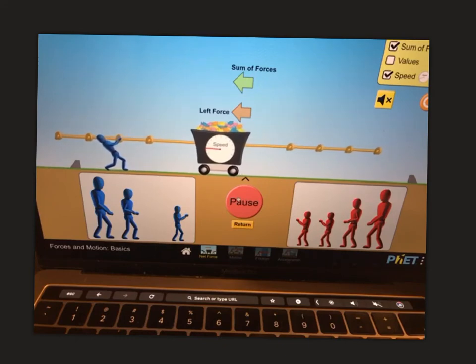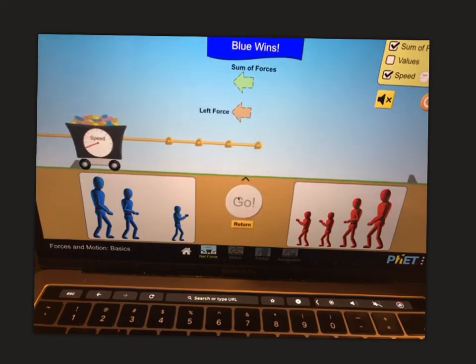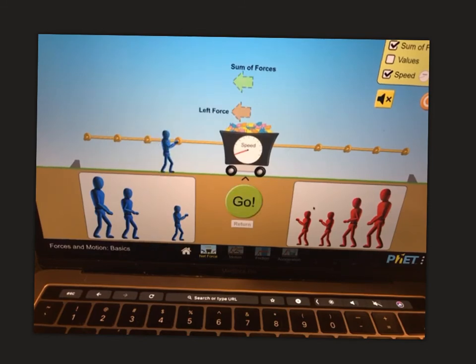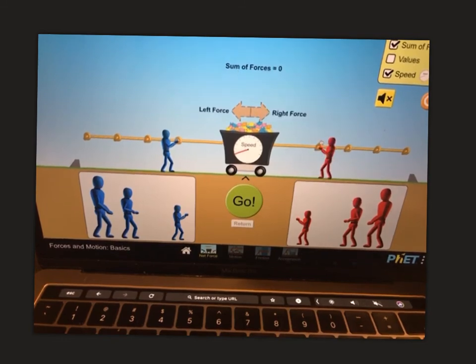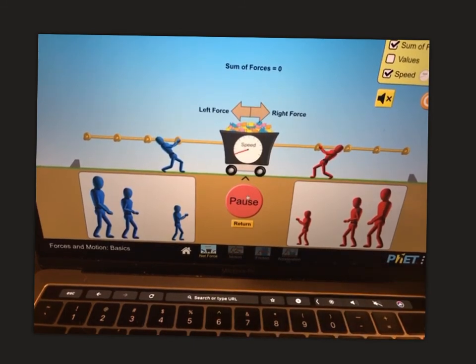Because there is a non-zero net force, there's going to be a change of velocity, so you're seeing that in the speedometer. And because that force is acting to the left, it's going to move to the left. So let's reset this. Now, if I put up a blue person, you'll notice that there's a force to the left. And if I put up a red person, there's a force to the right, but they're equal and opposite, so the sum of the forces is 0. And so when I hit go, the cart does not move because the sum of the forces is 0.